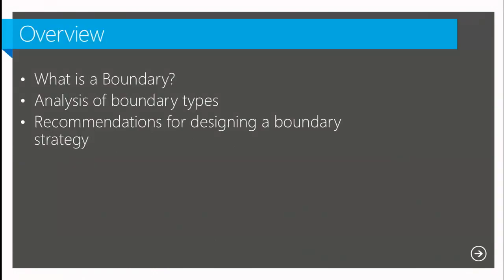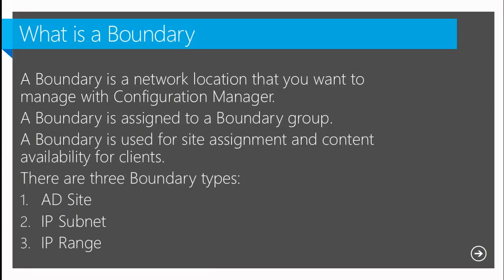So boundaries. There's been a lot at this MMS about boundaries lately, and what we want to do is make sure that we're all on the same page about when you design a hierarchy, the impact of choices around boundaries on the performance of the systems, whether that be on the site server or with the actual access to the content and to the site assignment itself. So first off, let's all get on the same page about what we're talking about when we discuss boundaries. Let's analyze each of the boundary types, and then we'll discuss the recommendations that we as the product group have moving forward. So basically, a boundary is a segment of a network that you want to manage.